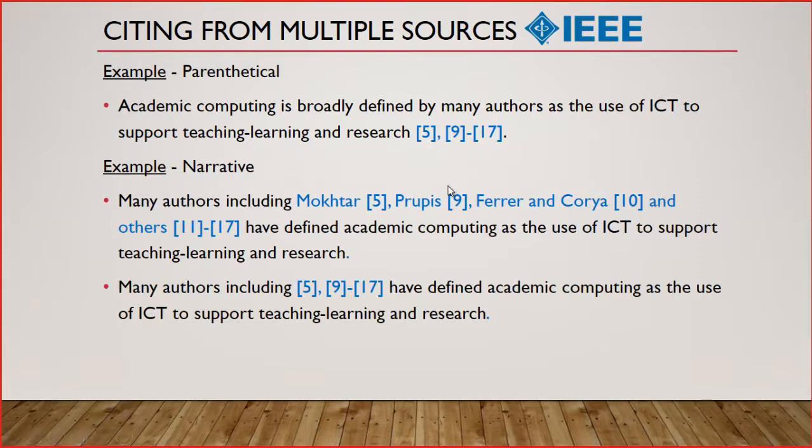For narrative, you can actually use a combination of the names like this, or perhaps just like this, like 5 comma 9 to 17. Many authors including 5, you don't mention the name of the author. Yes, this is also acceptable. Or if you choose to mention, for example Mokhtar, you can put Mokhtar 5, Propis, Ferrer and Korea, because this is narrative, you have A and D, 10, and others. This one you do not want to mention, you can actually combine this. So this is also acceptable. So this is citing from multiple sources.